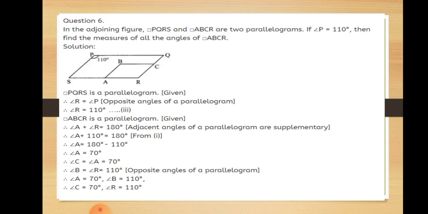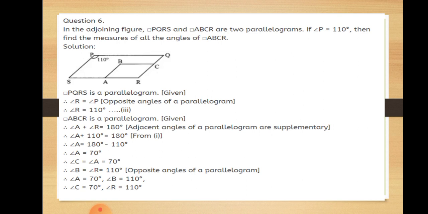That is the adjacent angles, and adjacent angles of a parallelogram are supplementary, and hence here we can put down the value of R in the equation. Angle A plus 110 equals 180. Hence what is the measurement of angle A? That is 180 minus 110. Therefore angle A equals 70 degrees.